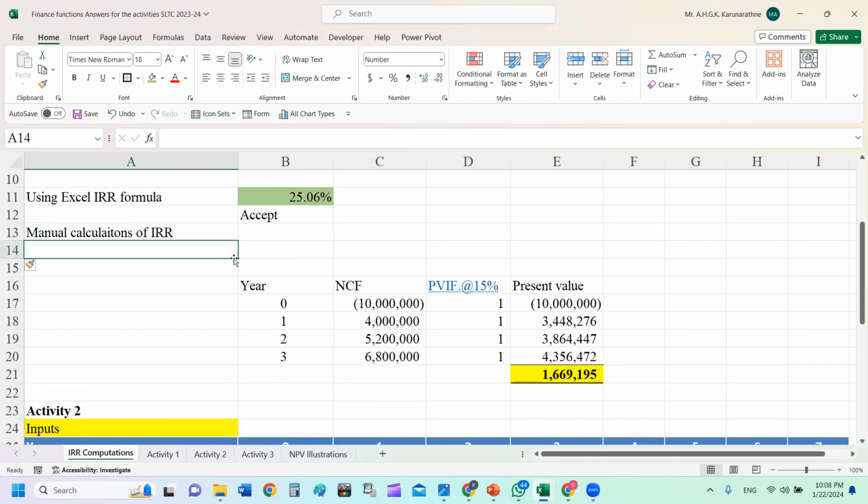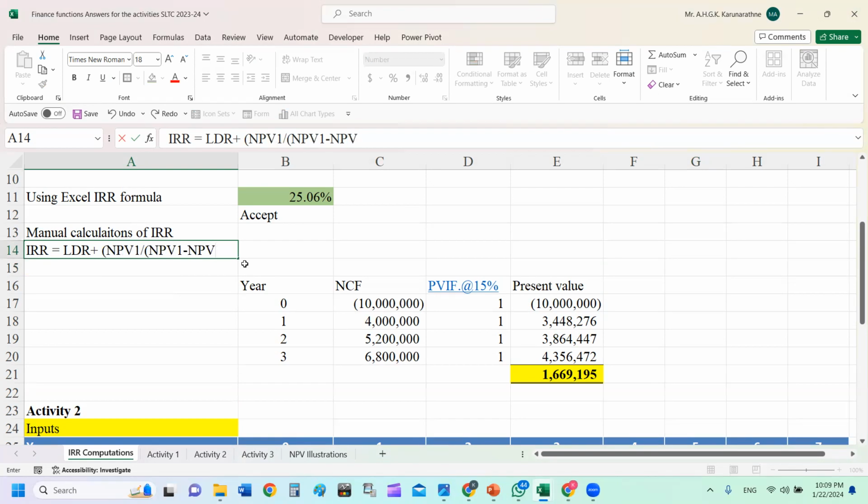We have the IRR formula. What is the formula? Lower discount rate plus NPV 1 divided by NPV 1 minus NPV 2.